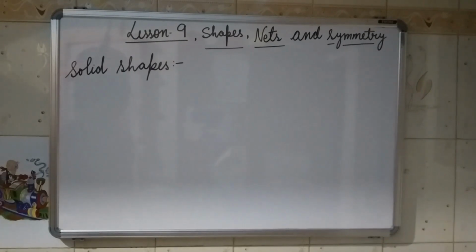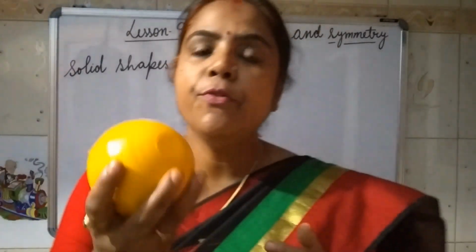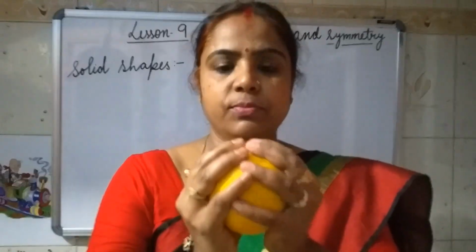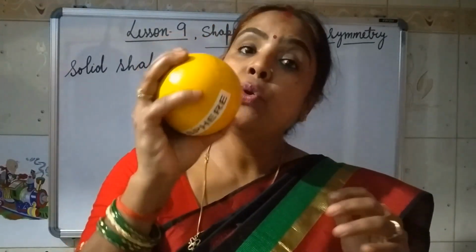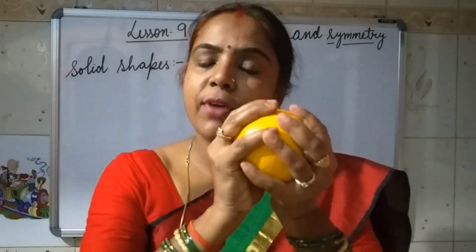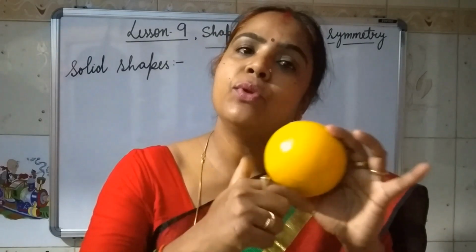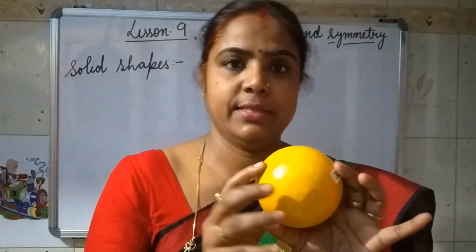Now we are moving to the last one, that is the sphere. A sphere is also a solid shape, and it has no faces, only one curved face, no edges and no corner. So it has only one, that is the curved face, curved surface.